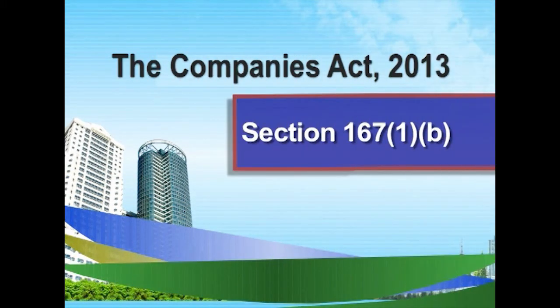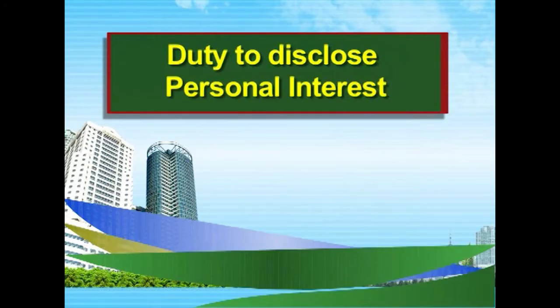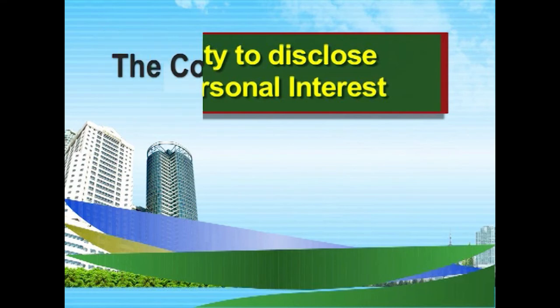According to section 167, subsection 1, clause B, the office of a director will be vacated if he absents himself from all meetings of the board for a consecutive period of 12 months with or without obtaining leave of absence from the board. Duty to disclose personal interests.